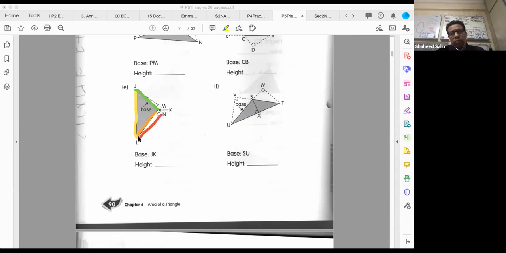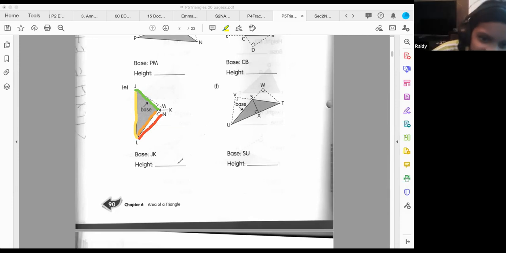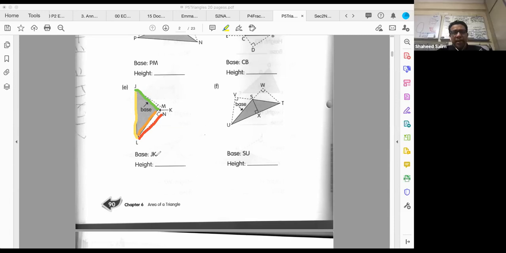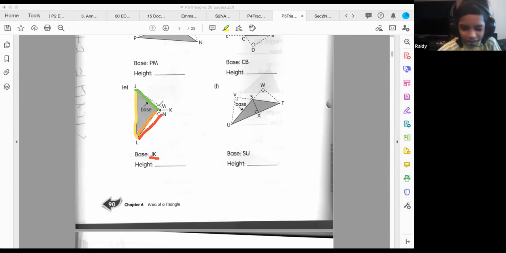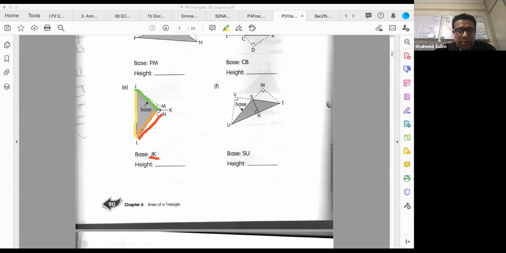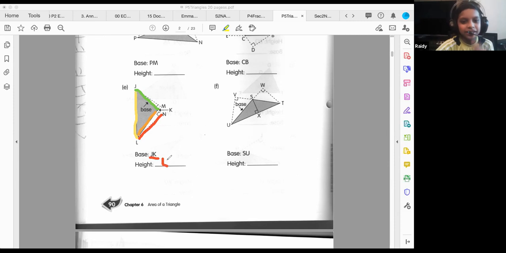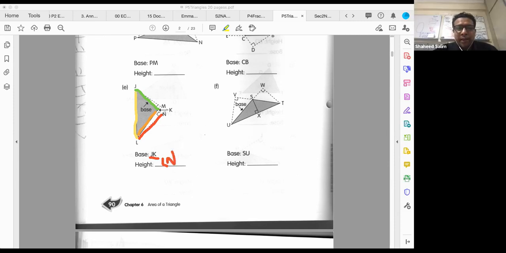Which one to you? Which is the height, Raidi? Yellow, orange, or red? The height is green, but green is the base. JK is the base. Sorry. Wait. It is orange. Orange. Okay. Orange down here is not 90 degrees. The one 90 degrees is the red. LN. Because it must meet at 90 degrees.